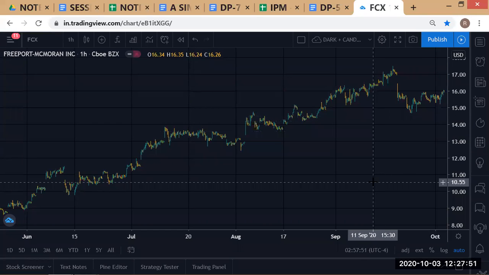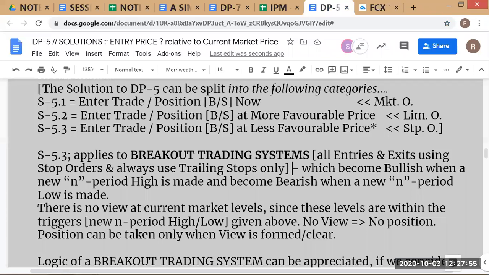So this is the breakout trading system. You have to understand the basic nature of this system: all entries and exits are going to happen using stop orders only. No market orders, no limit orders. Entry into trade and exit from trade also using stop orders.